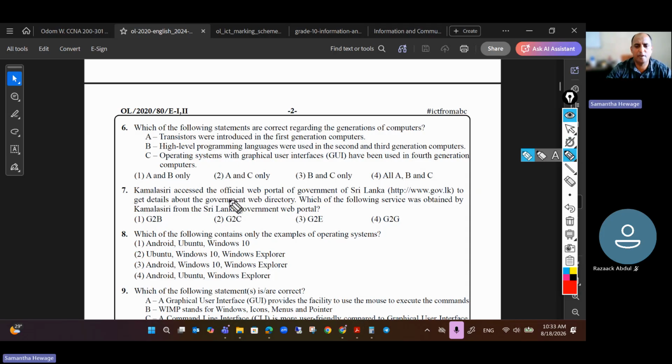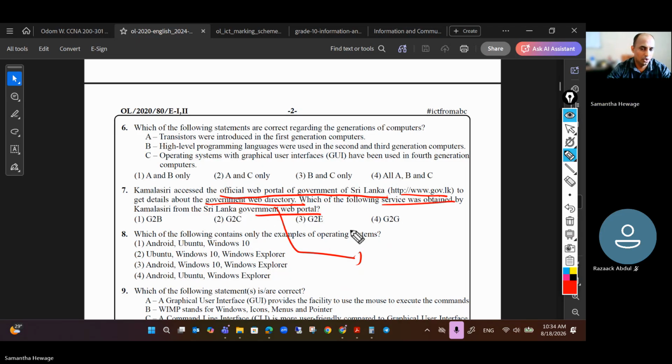Kamalasiri accesses the official web portal of the government. Actually, we also accessed it now, right? A minute ago, we accessed this, right? To get details about the government web directly. That means he wants information about the government web. For example, sometimes it may be found in some other government organization, some information about the government, right? Which is the following service obtained by Kumarasiri from the Sri Lanka government web portal? So it's the web portal for government.